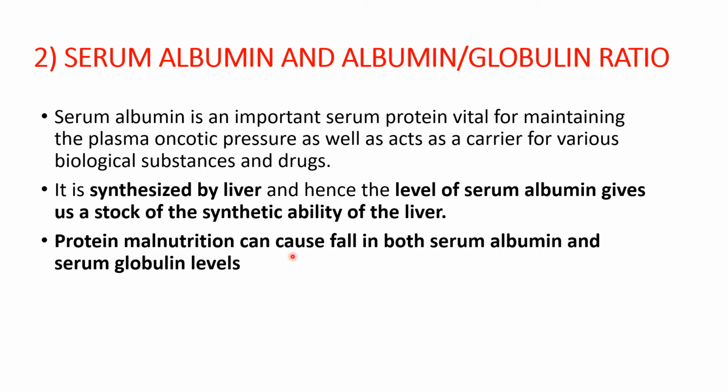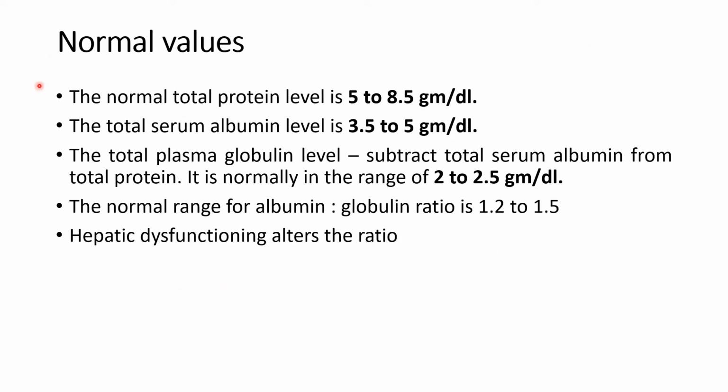Protein malnutrition can cause a fall in both serum albumin levels as well as serum globulin levels. The normal total protein level in the serum is 5 to 8.5 grams per deciliter, while the total serum albumin level is 3.5 to 5 grams per deciliter. To get total plasma globulin levels, we subtract the serum albumin level from the total normal protein levels. Then you get the total globulin level, and the range is between 2 to 2.5 grams per deciliter.